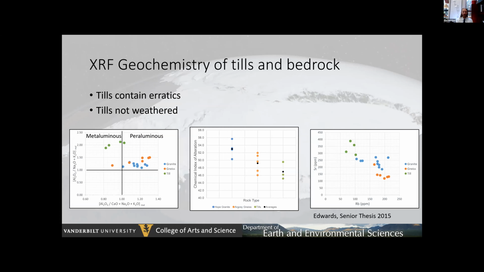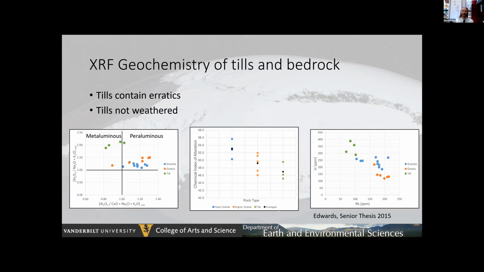We also did a lot of geochemistry on the bedrock and the soils. You can see that the soils over here, or the tills rather, are all plotting separately from the bedrock. We can look at chemical index of alteration, and it's interesting that the tills show lower values of that chemical index of alteration than the bedrock, right? There's rubidium-strontium ratios we can look at. And again, it's interesting, the tills seem to be less weathered than the bedrock that's out there, which is kind of interesting.